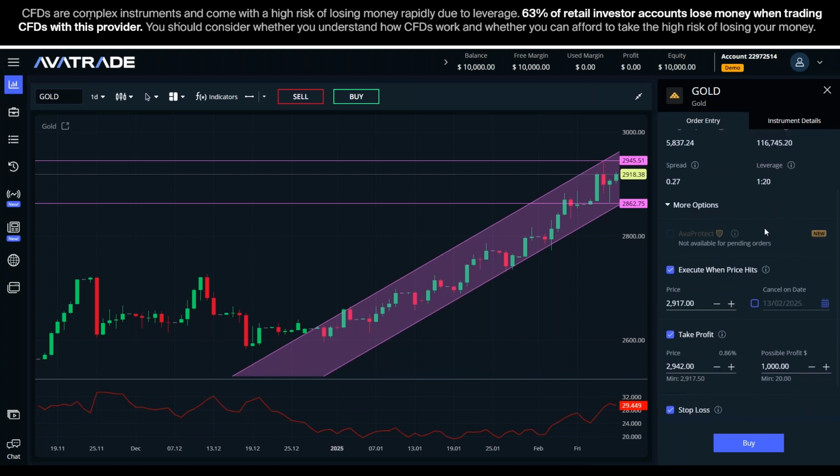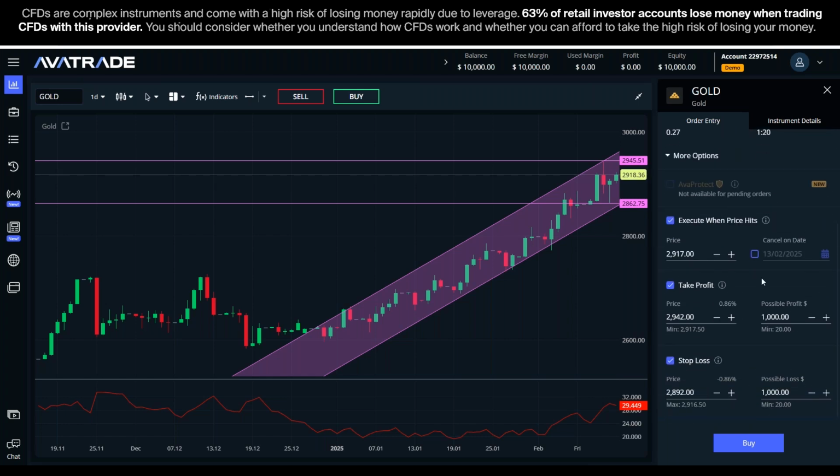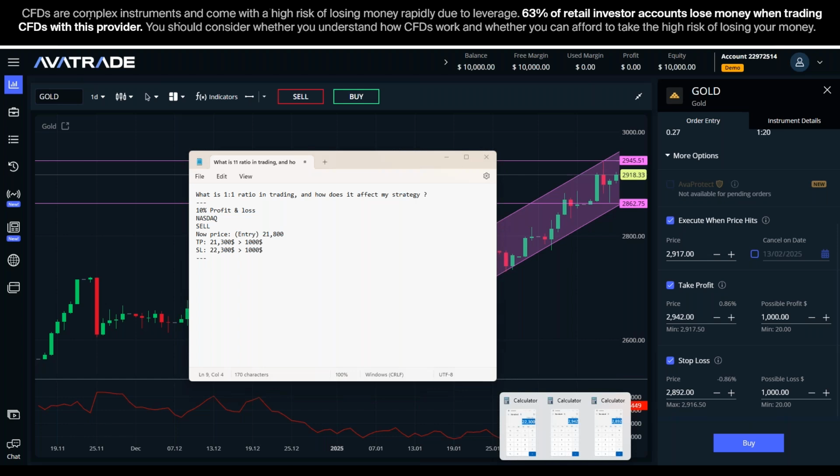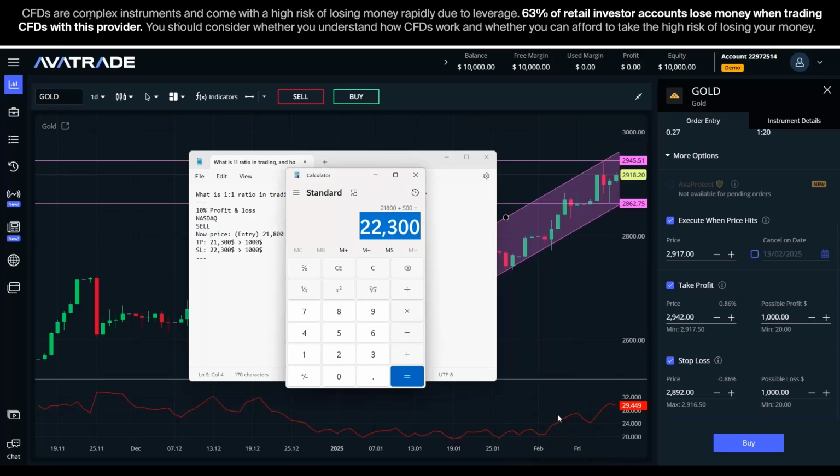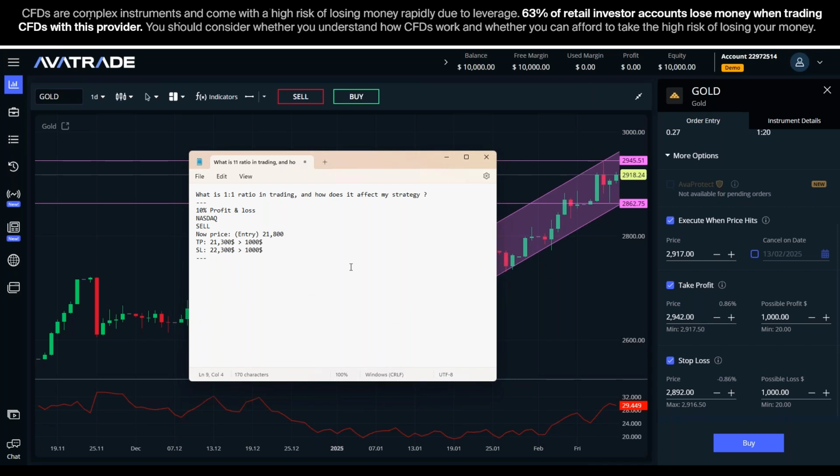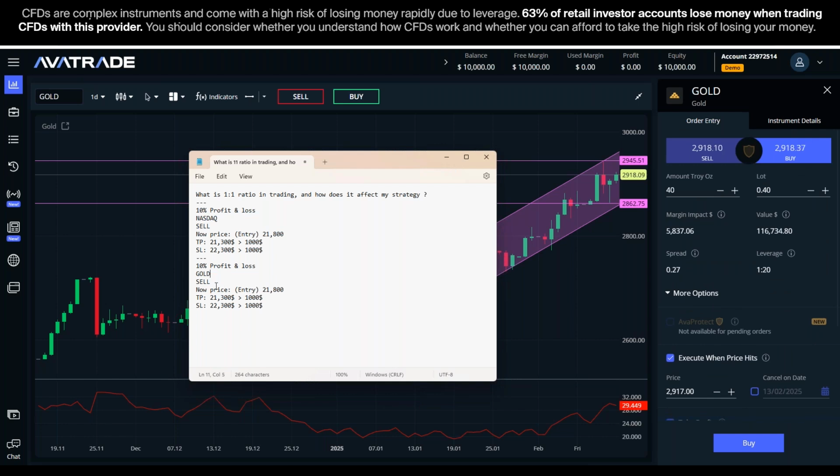Okay, and now we are also looking at 1-to-1 ratio. Okay, so we have two positions, each can make or lose 10%. That's great. It's not really great. We're gonna see how we can make it great, but at the moment, it's not really great. Okay, this one is a buy.